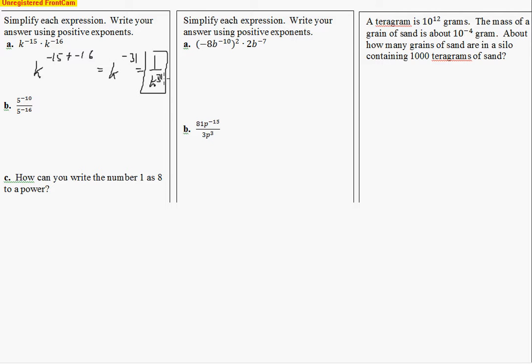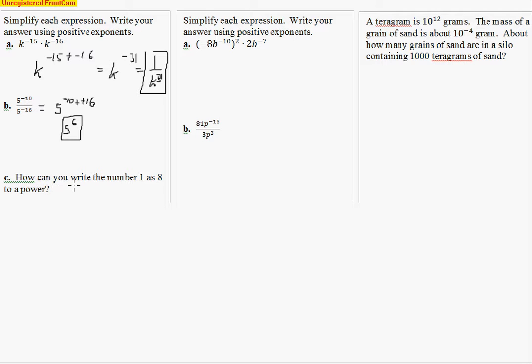And so it's going to be 1 over k to the 31st. So on this next one, we have 5 as the base, and we have 5 to the negative 10th power over 5 to the negative 16th power. So again, we're just using the exponent rule, which says we are going to subtract the exponents. So negative 10 minus negative 16. So when I add the opposite, I end up getting 5 to the 6th power. Now that's already positive, so I don't have to do any taking of reciprocals.